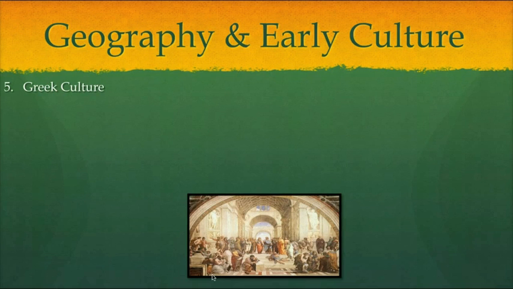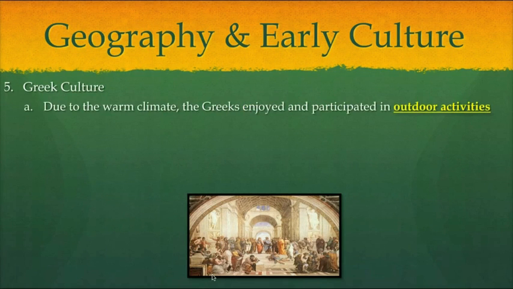We are going to talk a little bit more about how the geography makes the Greeks who they are, and certainly some of the other ideas coming from the Mycenaeans, the Phoenicians, and the Minoans will fit into this as well. So due to the warm climate, the Greeks enjoyed and participated in outdoor activities. So there's one way that geography absolutely affected their culture. They definitely were athletic, hence the Olympic Games. And that's not possible if you live in a colder climate. So geography matters right there.